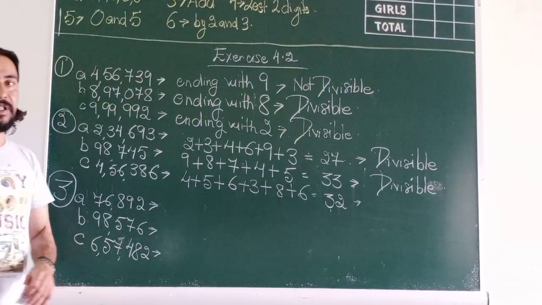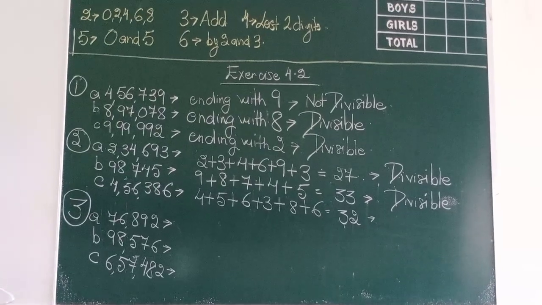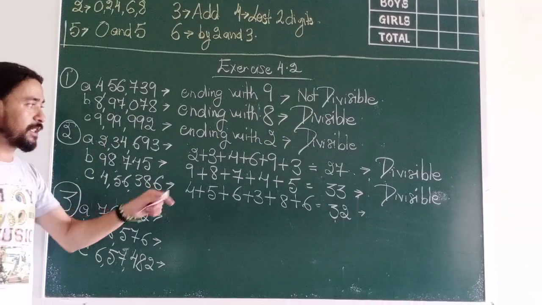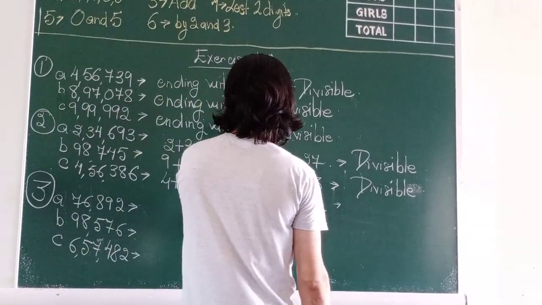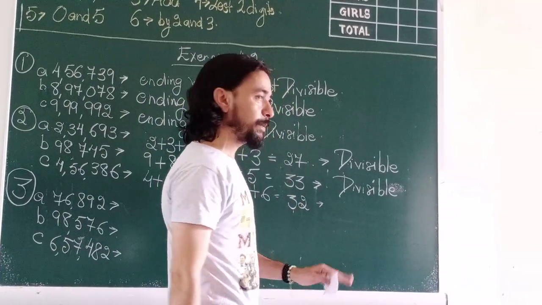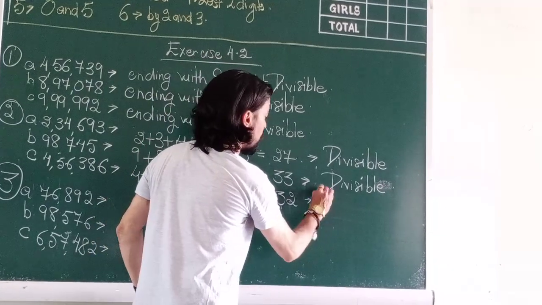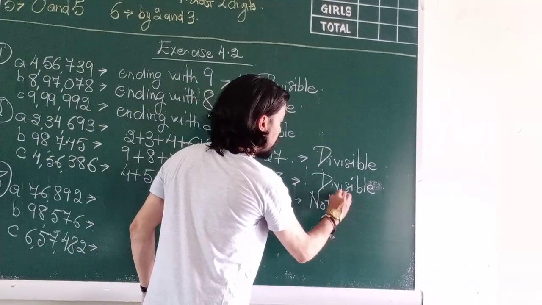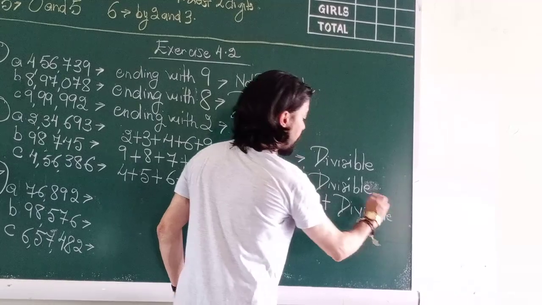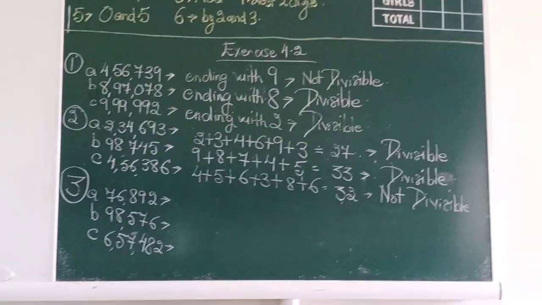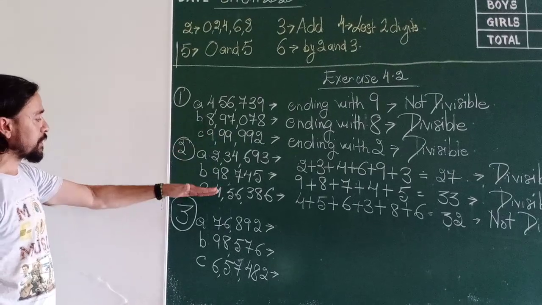Does 32 come in 3 times table? No, because 3 tens are 30 and 3 elevens are 33. So 32 is not divisible by 3. So because the total is not divisible by 3, the number is also not divisible by 3. Not divisible. So this is for 2, this is for 3.